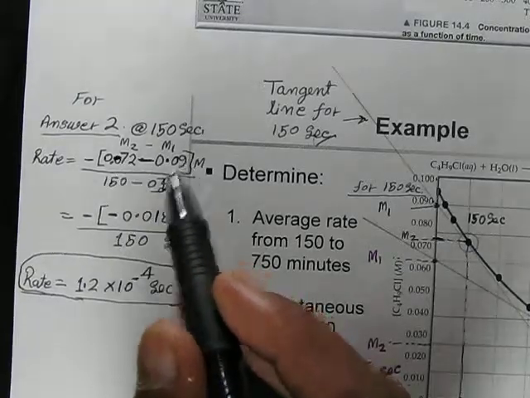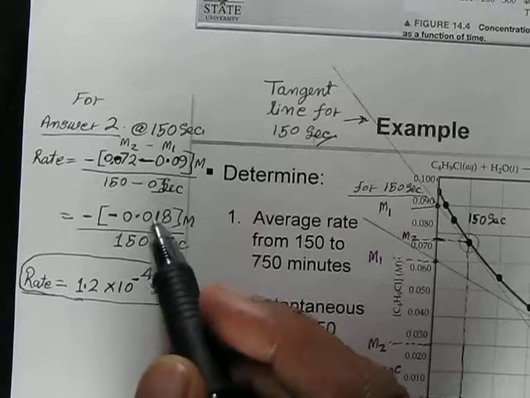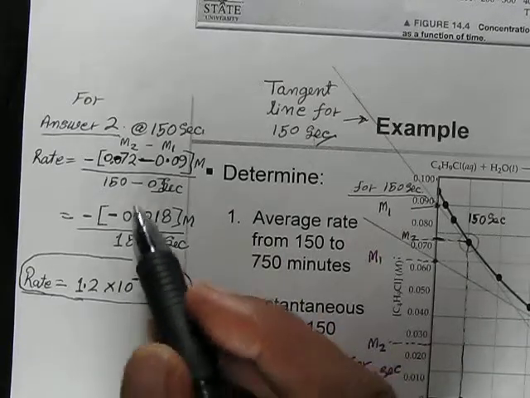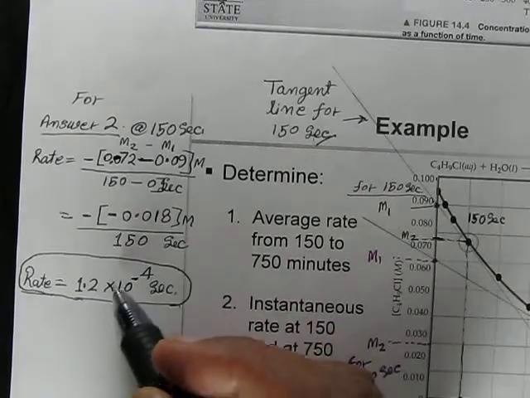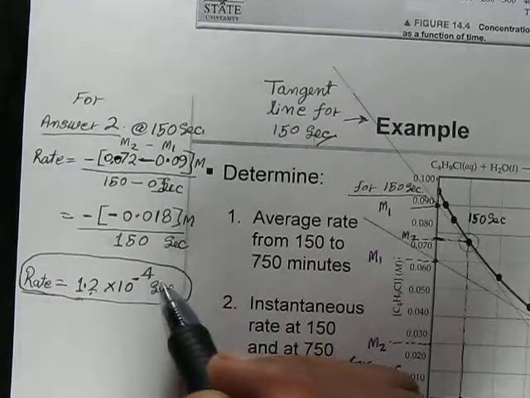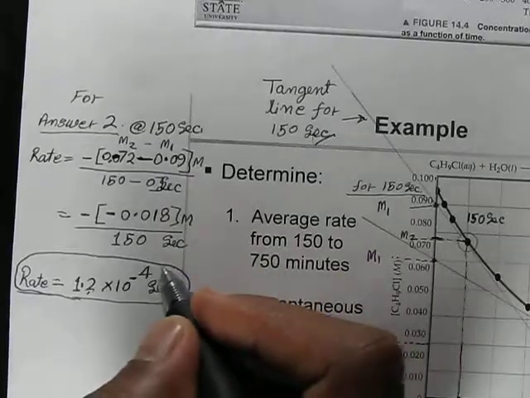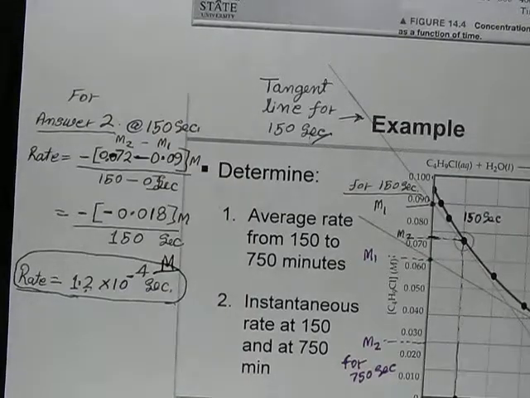So subtract these numbers, and 150 minus 0 will be 150. The molarity and minus signs will be cancelled once you open the parenthesis. So the rate is 1.2 times 10 to the minus 4 molarity per second. This will be the rate at 150 seconds.